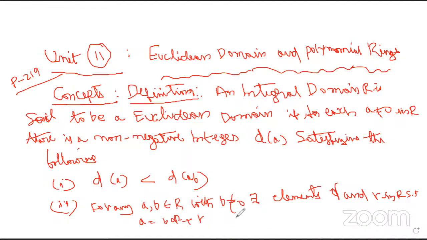Do you know the division algorithm? Dividend equals divisor times quotient plus remainder, where R equals 0 or D of R is less than D of B. Then the map D is called Euclidean map.